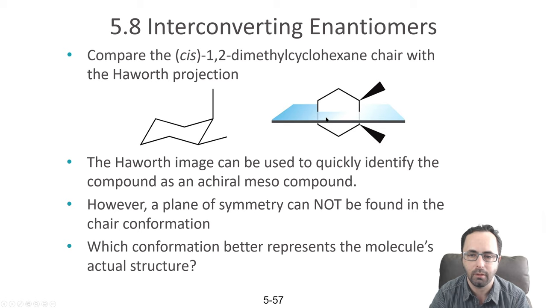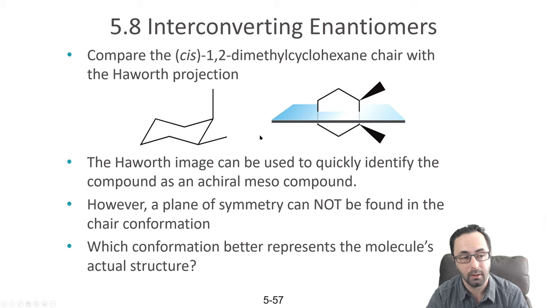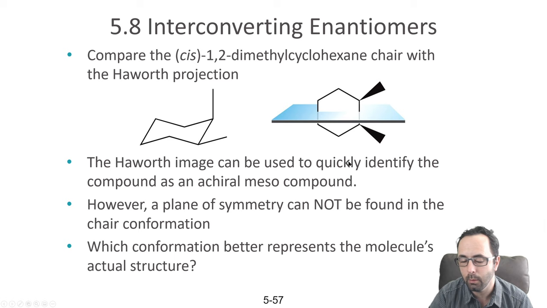That's kind of the way valence bond theory works too. Does hybridization really occur? I think that's hard to say, but is it useful for analyzing the shape and the geometries of molecules and understanding them? Absolutely. And so that's why we use it. It's also true with Haworth images. Are they accurate to the three-dimensional structure of the molecule? No. Lewis structures aren't always that either, but they are useful for analyzing whether a compound is meso or not.